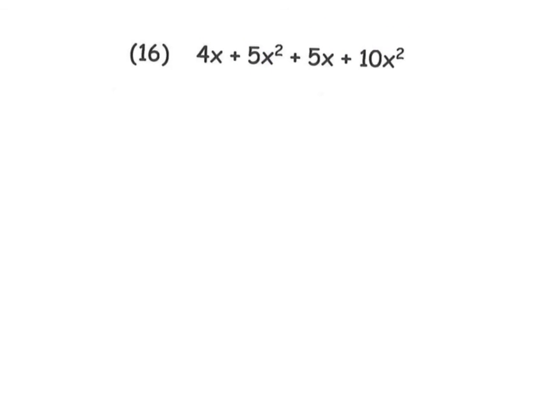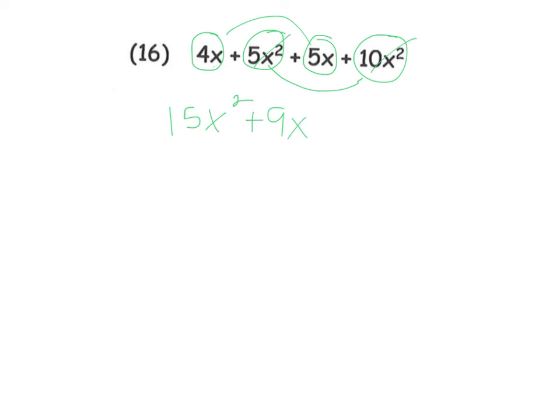Here's the last one that we're going to do today. My terms are 4x, 5x squared, 5x, 10x squared. So the like terms I've got, and I'm going to start out with the x squared because usually that's how we do it in standard form. I've got 5x squared and 10x squared, that's 15x squared. And now I've got 4x and 5x. That's positive 9x. 15x squared plus 9x.